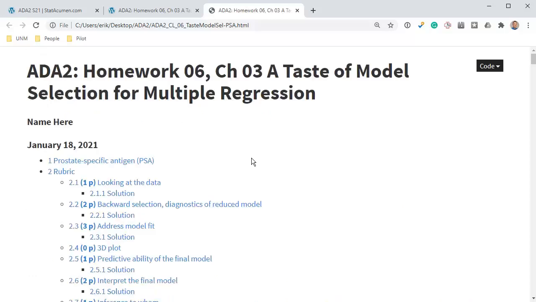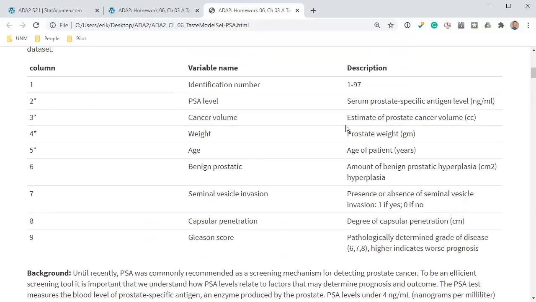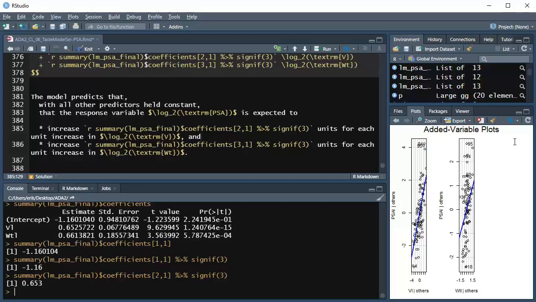So let's page up to the very top to the table where I've got the description of the variables. The PSA level is in those units. Is that nanograms per milliliter? So I'm going to copy that text and I'm going to go over to RStudio, and whenever I've got the response variable is expected to increase by that many units, I'm going to put those units in there. Now the only thing I need to change here is that those aren't the units that are really going to change. It's going to change by the log 2 of those units. So let's make sure that we've got log 2.